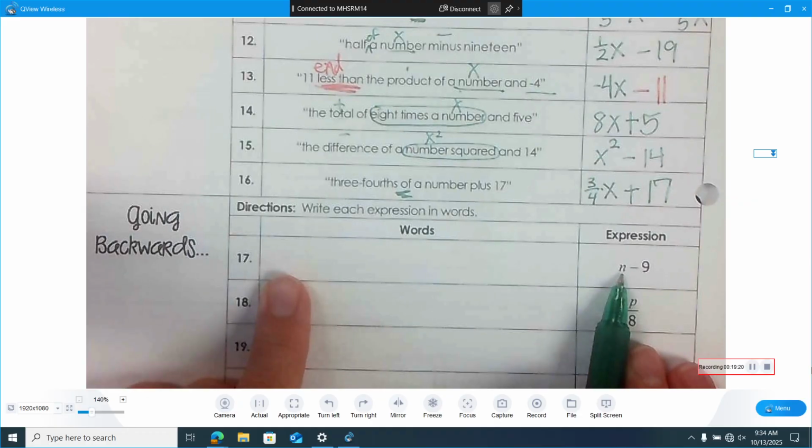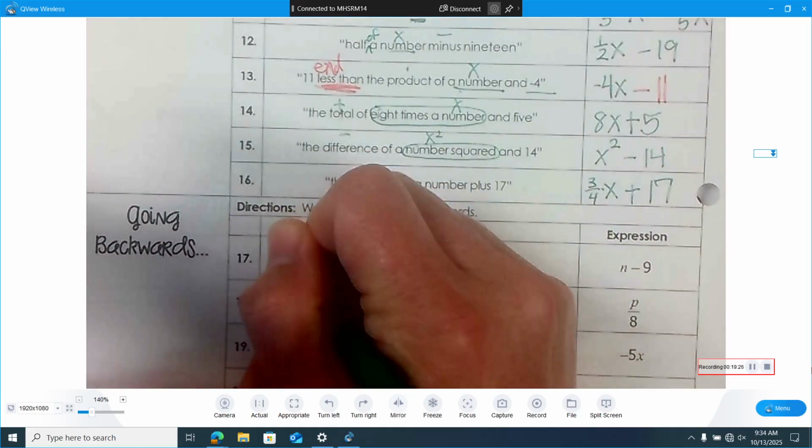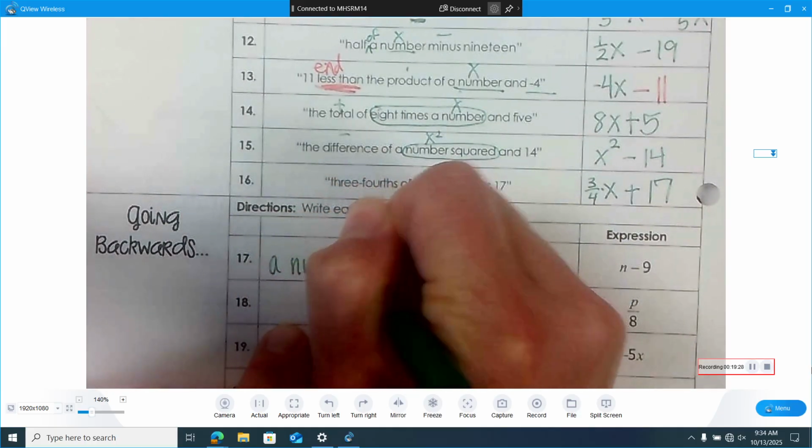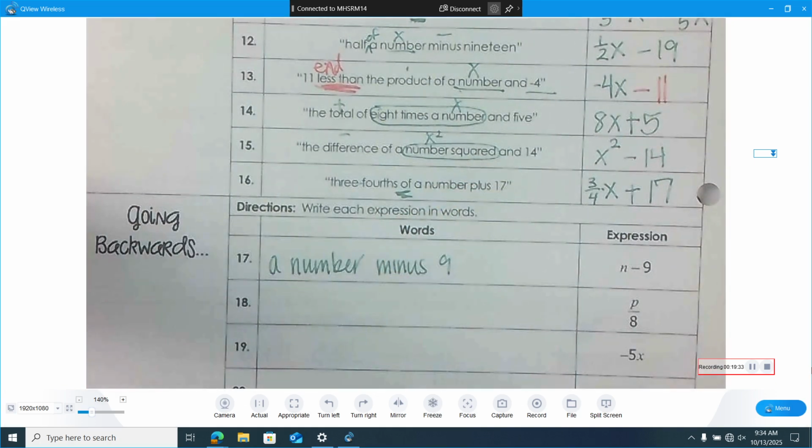What could we write in words for n minus 9? What could we say? A number minus 9. Very good. Could I say 9 subtracted from a number? That would also work. A number decreased by 9 would also work. So there's lots of different ways to say it.